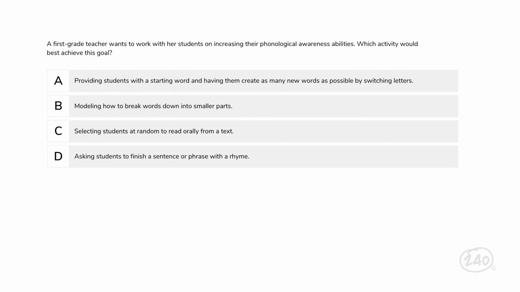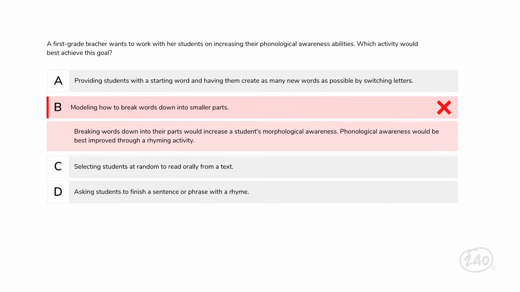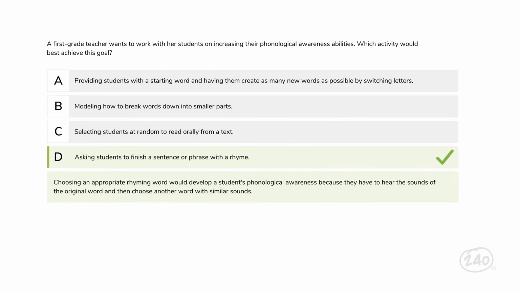Selecting students at random to read orally from a text? Asking students to finish a sentence or phrase with a rhyme? Now, at first, I thought this was the correct answer. But the 240 quiz feedback feature tells me that breaking written words down into their parts would increase a student's morphological awareness. So this is the correct answer. Choosing an appropriate rhyming word would develop a student's phonological awareness because they have to hear the sounds of the original word and then choose another word with similar sounds.